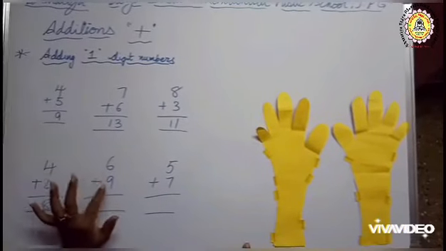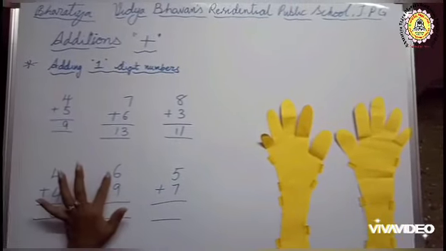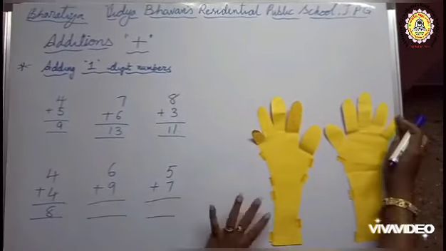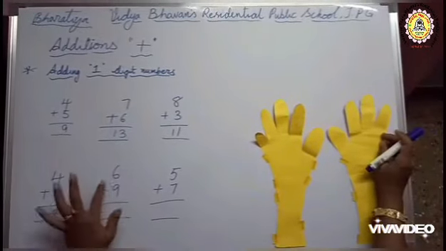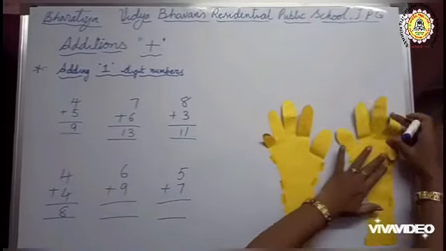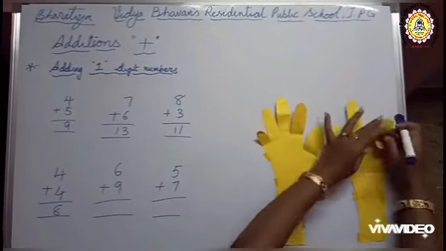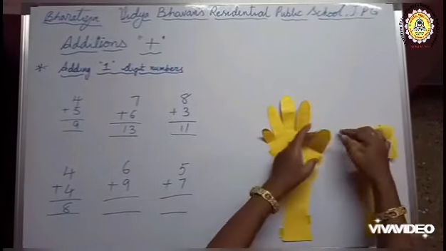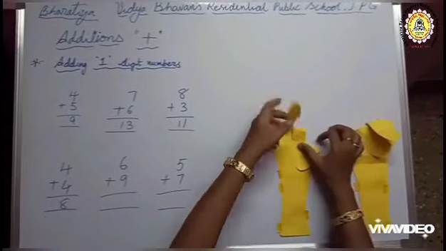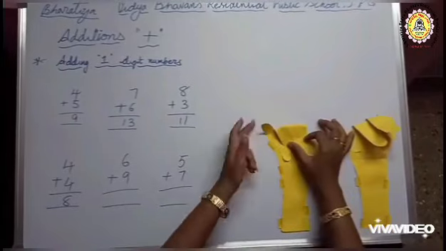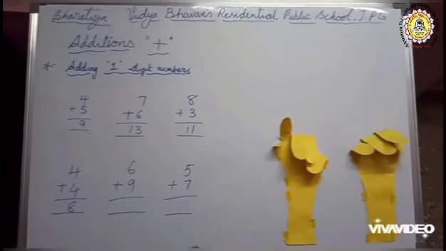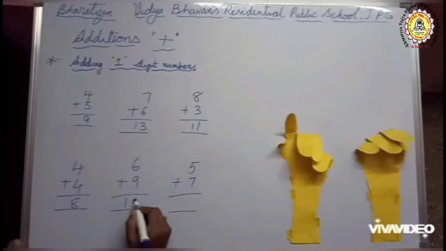Now 6 plus 9. 6 you put it in the mind and take out 9 fingers, children. 9 fingers. 6 after 7, 8, 9, 10, 11, 12, 13, 14 and 15. 6 plus 9 is equal to 15.